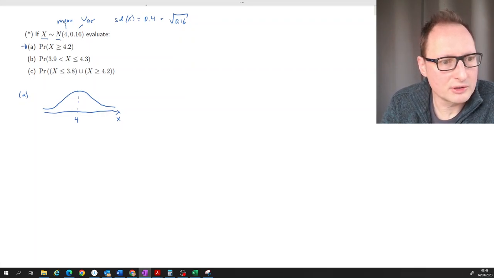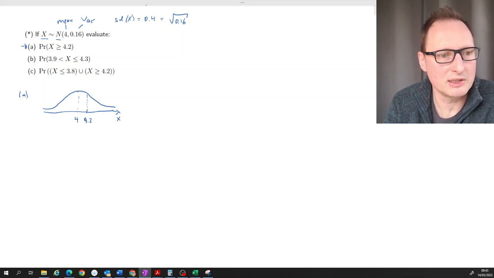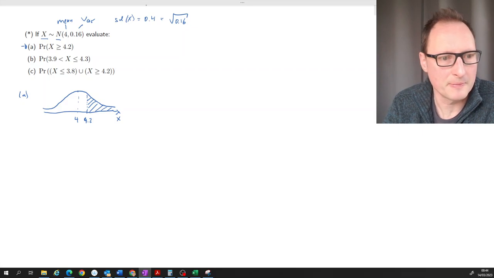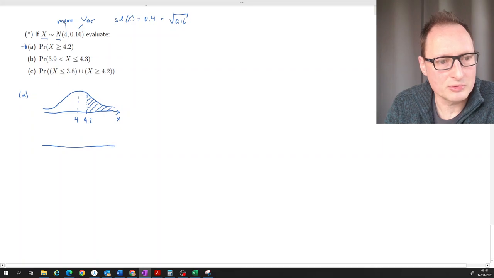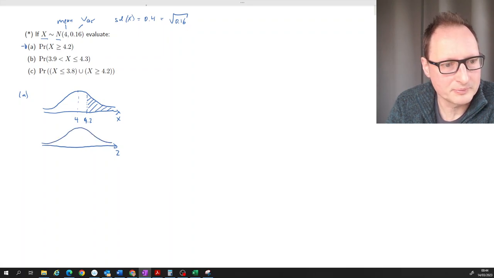And we are after the probability, and we know that value is to the right, but we don't know exactly where, that x takes a value larger than 4.2. So the question is, what is the size of that probability? We got to translate that into a standard normal problem, because we don't have a table for that x normal random variable, but we have a table for the standard normal, which is centered around zero. So how do we translate that value?